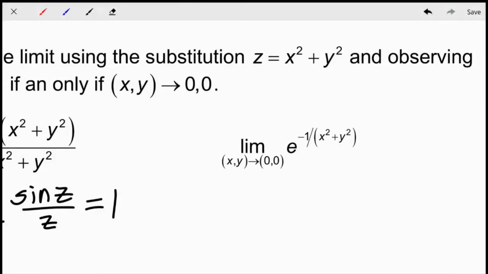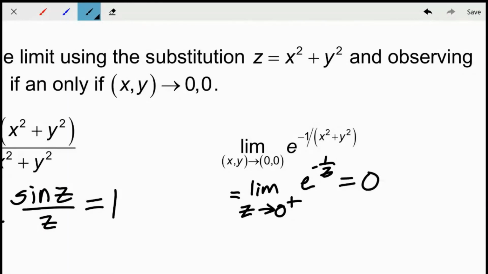Okay, same idea on this next one. We've got this x squared plus y squared, which seems really complicated because I'm going to have a negative 1 over 0. But if I do my substitution, I'm going to get the limit as z approaches 0 from the right of e to the negative 1 over z. And now as I approach 0 from the right, I'm essentially going to get e to the negative infinity power, or e to a negative very large in magnitude number, and that's going to approach a value of 0.